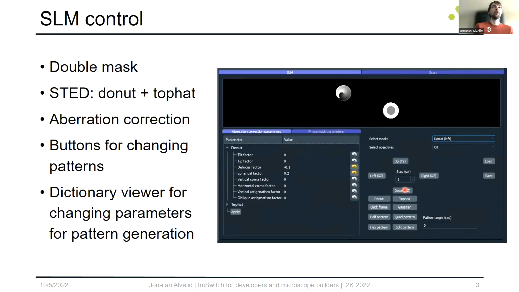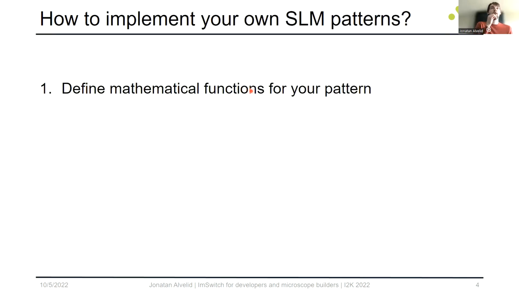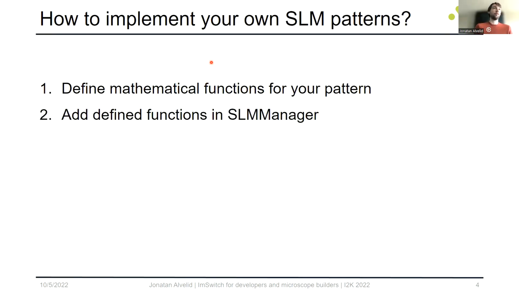So I would like to focus on how you can use this widget and implement your own phase pattern. Say that you want to create a phase pattern such as a sinusoidal wave pattern. How would you go about doing this? Well, there are certain steps required for this. First, you need to define the mathematical functions for your pattern, and you need to implement them in the SLM manager, which is basically the backend calculator. It calculates all the parameters for your phase patterns.